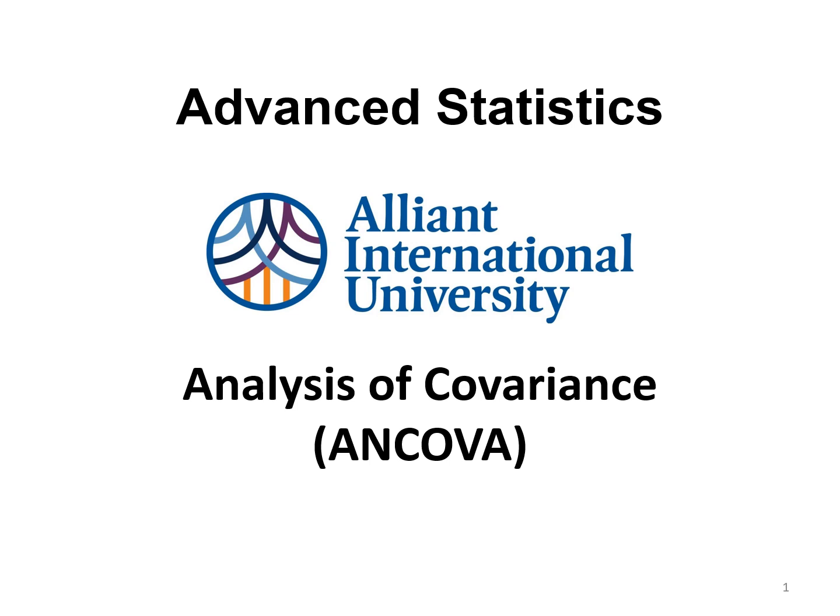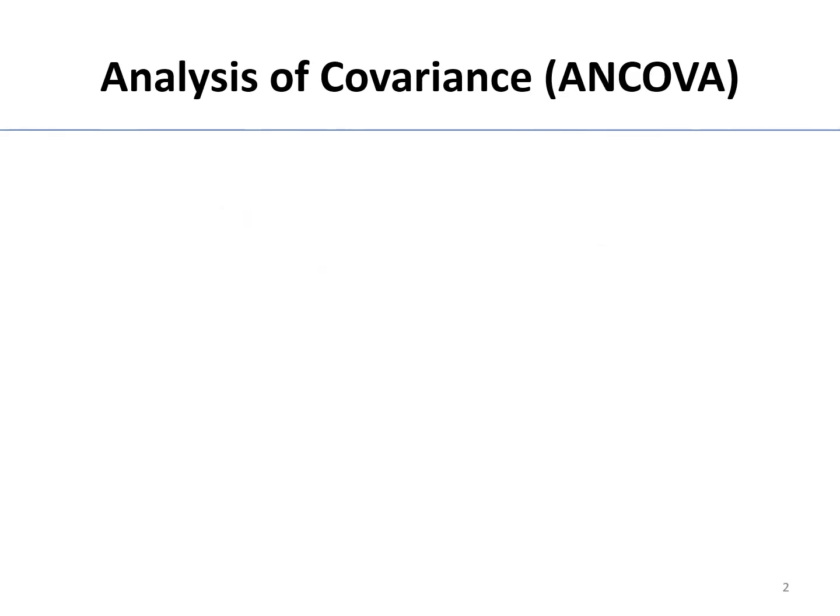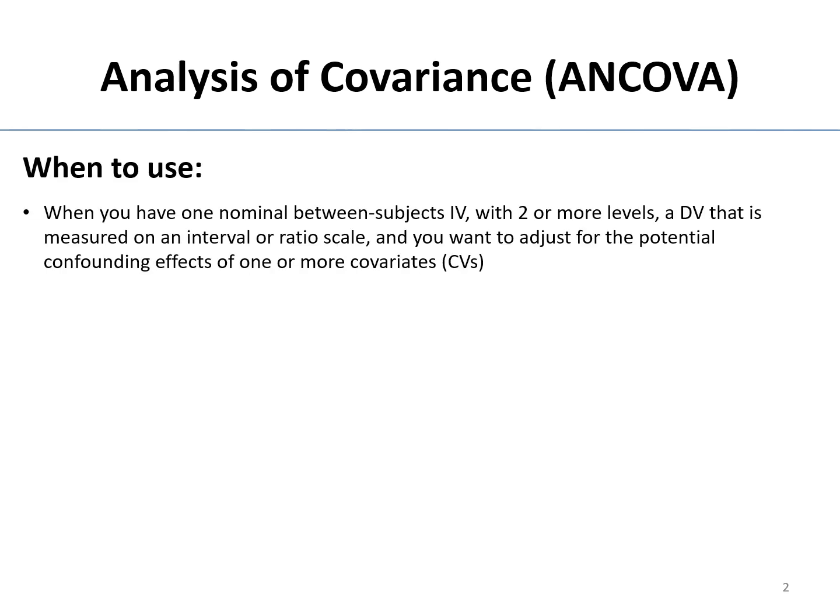All right, let's talk about analysis of covariance. So analysis of covariance, or ANCOVA, when do you use this thing? Well, when you have one nominal between subjects independent variable, with two or more levels, and you've got a dependent variable that's measured on either an interval or a ratio scale. And that would just make it ANOVA.